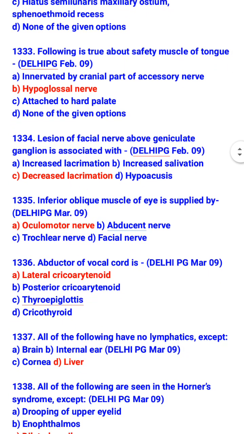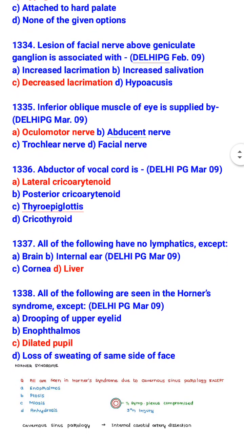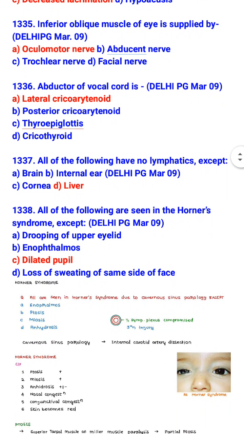Inferior oblique muscle of eye is supplied by oculomotor nerve. Abductor of vocal cord is posterior cricoarytenoid. All of the following have no lymphatics except liver. So liver has lymphatics, but brain, internal ear, and cornea do not have any lymphatics.